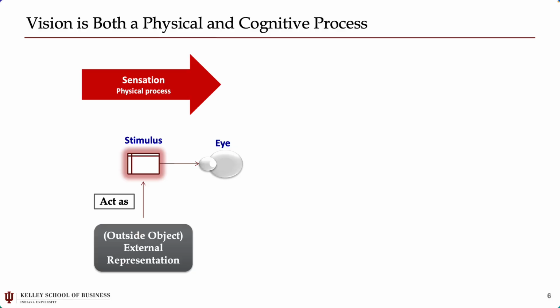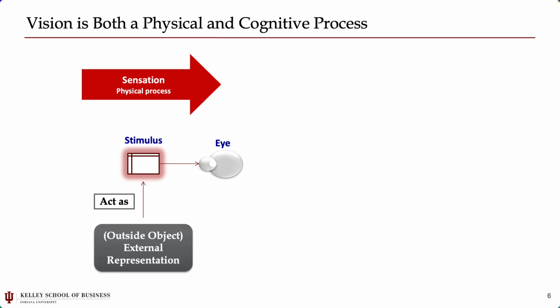So here is an interesting fact. We don't just see with our eyes, we see with our brain. You can think of eyes as a camera, but it's the brain that does the heavy lifting. So the process of seeing starts with sensation in our eye. Light is the physical stimulus that triggers this sensation.